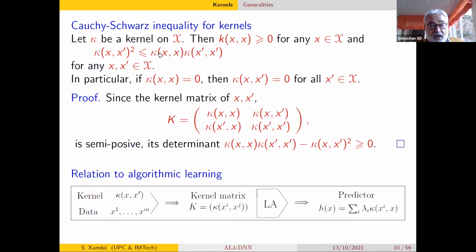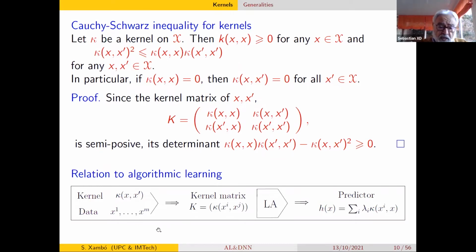Well, the proof of this fact is very simple. You take the kernel matrix for two vectors, x and x prime. This kernel matrix has this form: kappa of x, x; kappa of x, x prime; kappa of x prime, x; kappa of x prime, x prime. And this is, by the remark before, semi-positive. And if it's semi-positive, its determinant must be greater or equal than 0. And this is precisely what we stated up here.